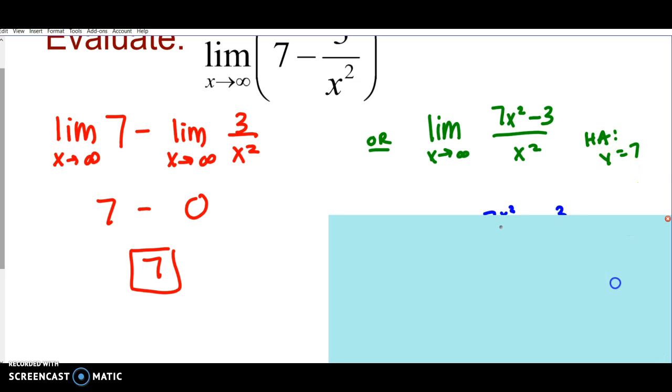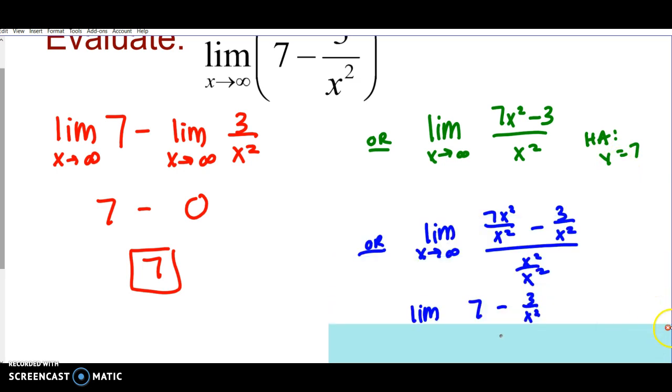Then the third way, and this is a way that we are going to use in future problems, is if I divide, so now using this form, if I divide every term in the rational by the highest degree term in the denominator, which is just x squared in this case. I do that, so I'm dividing everything by x squared, and then I simplify, I get 7 minus 3 over x squared over 1. Well, I know that this limit will go to 0, so I get 7 over 1, which is 7.